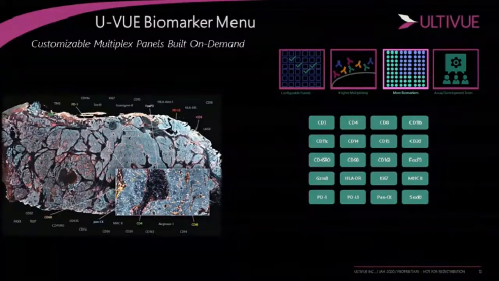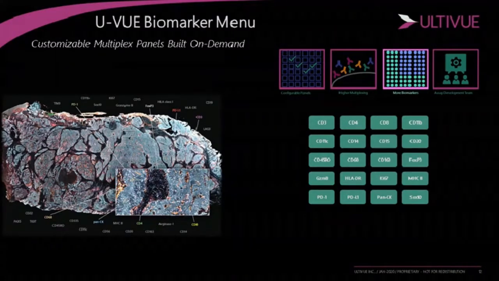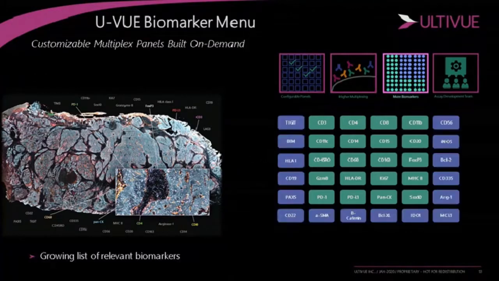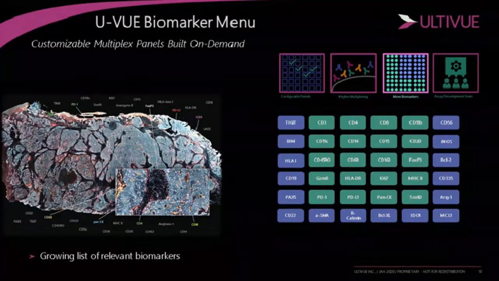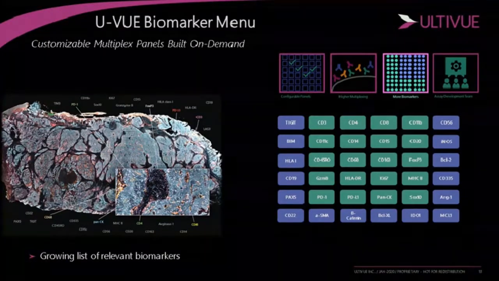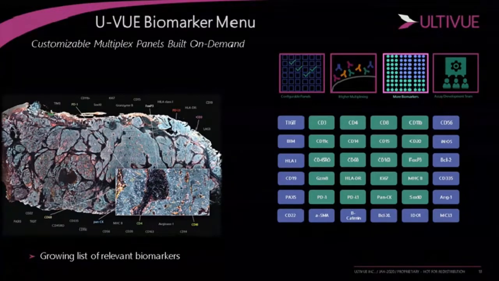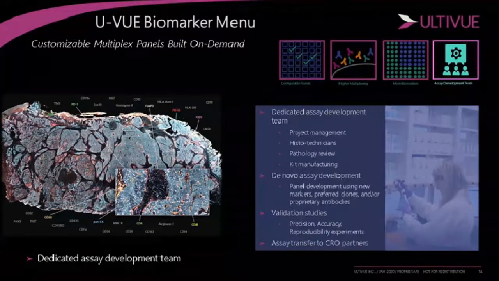What is also important is that the initial Ultivue biomarker menu included all the markers that were available in the kits that I have previously described, but now we are including many more markers, so we have a growing list of relevant biomarkers that are not only focused on T cells, but also on other subtypes of immune cells like NKs or B cells. And we are also moving a little bit beyond that, for example, looking at markers for cell death.